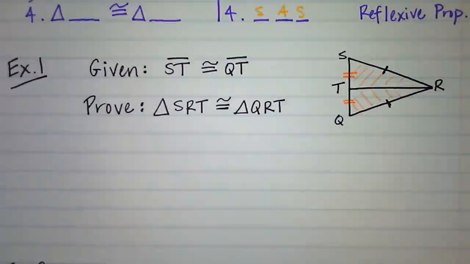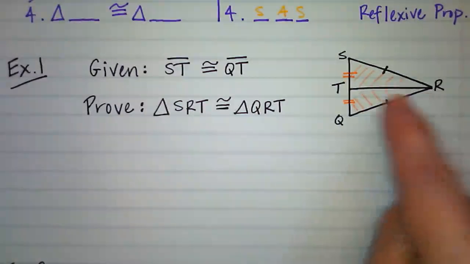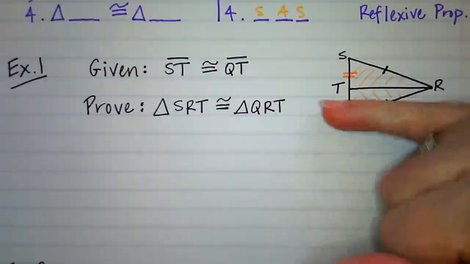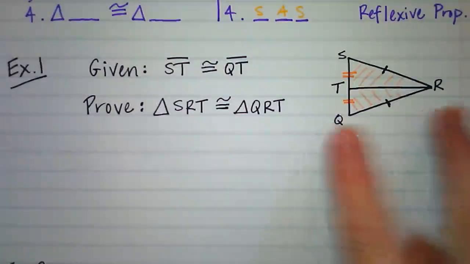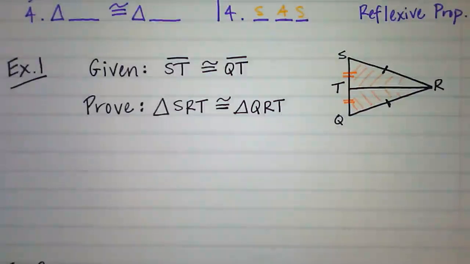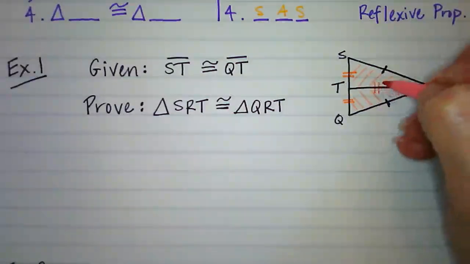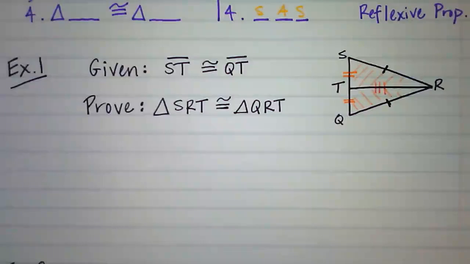So what we need to remind ourselves is that RT is a part of that triangle and a part of that one, and RT isn't going to change its size. The fact that that piece is used in both triangles tells me that it's congruent to itself, and that is what the reflexive property can do for us. So now we can prove that these triangles are congruent by side, side, side. All right, that's what we previously did.